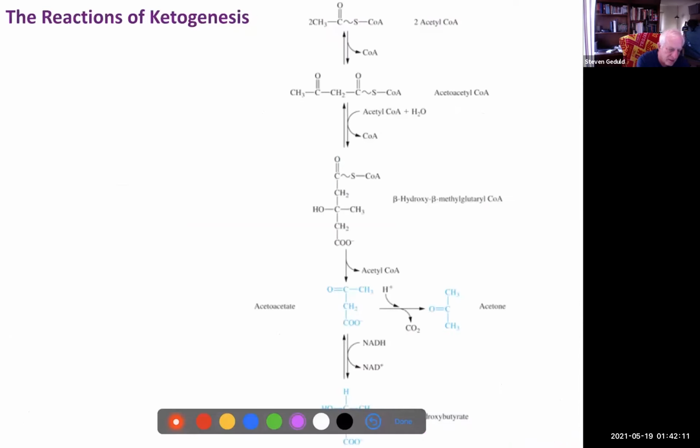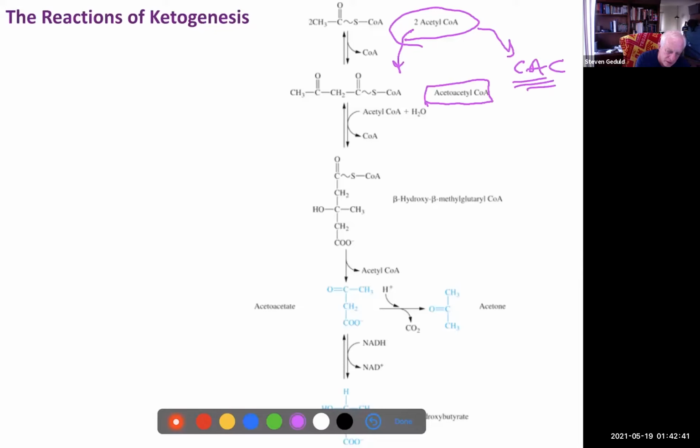Okay. So this is the reaction of ketogenesis. We started with 2 acetyl coenzyme A's, because you remember the oxaloacetate is getting too low, so you cannot run the citric acid cycle. So these normally go into the citric acid cycle. But if oxaloacetate is too low, this won't run. So now they combine together. 2 of these combine to form acetoacetyl coenzyme A.